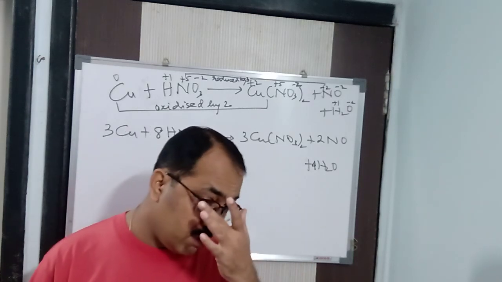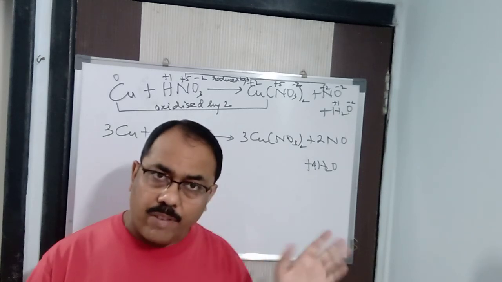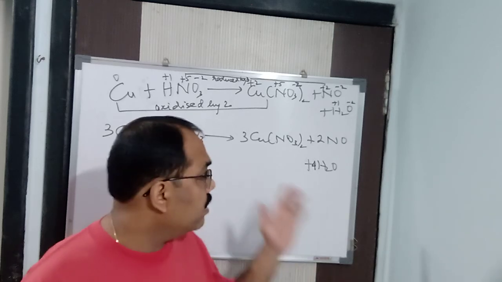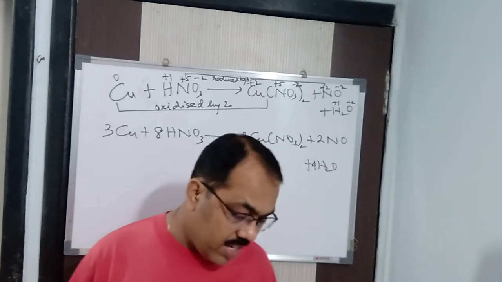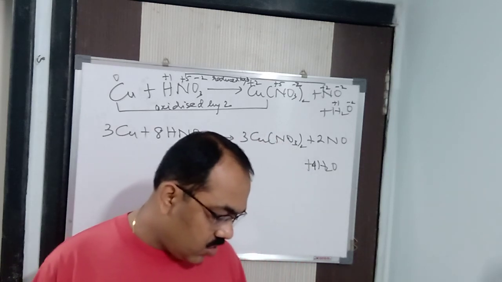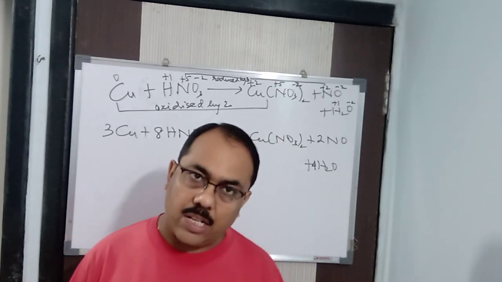Got it? By those numbers. Got it? And if it is not required, don't multiply it. Got it? Then it will be balanced. Then after that, if it is not balanced, balance it by the hit and trial method as I have done. Alright, so this is the oxidation number method by which I have balanced the reaction.